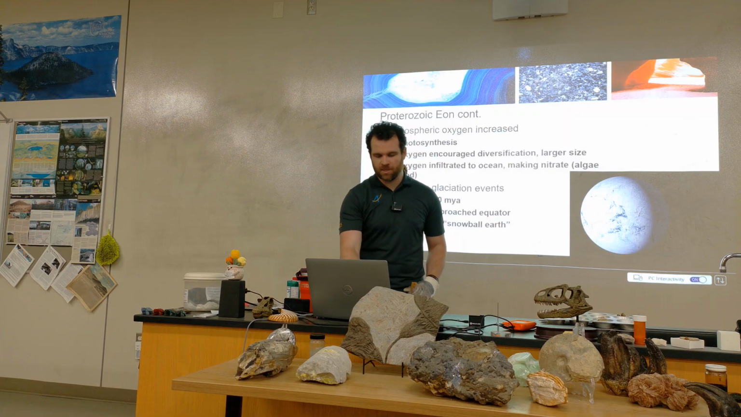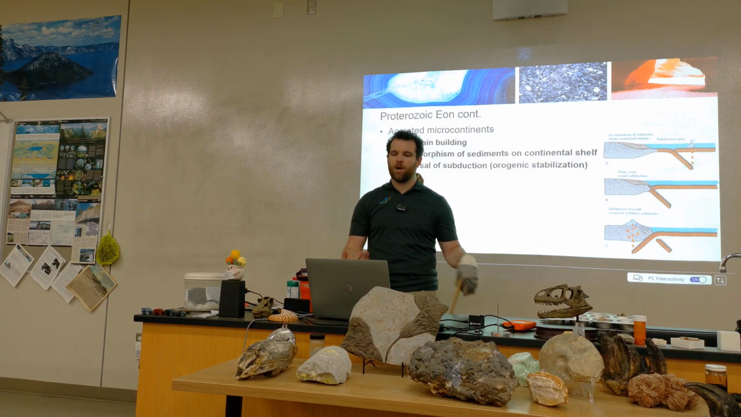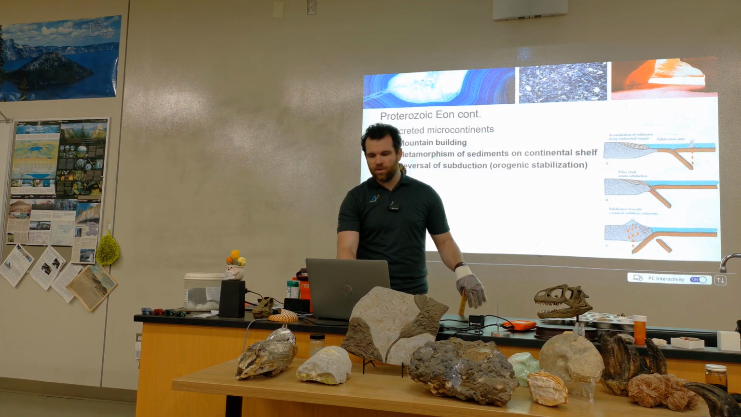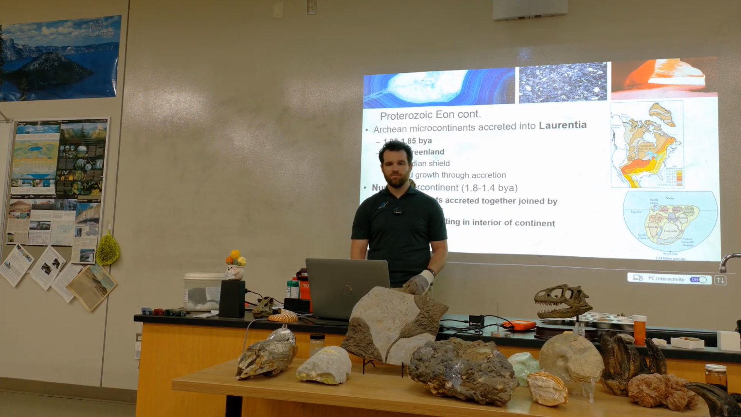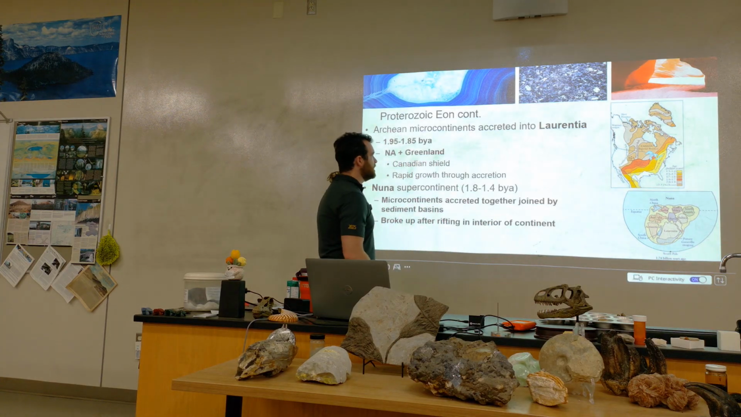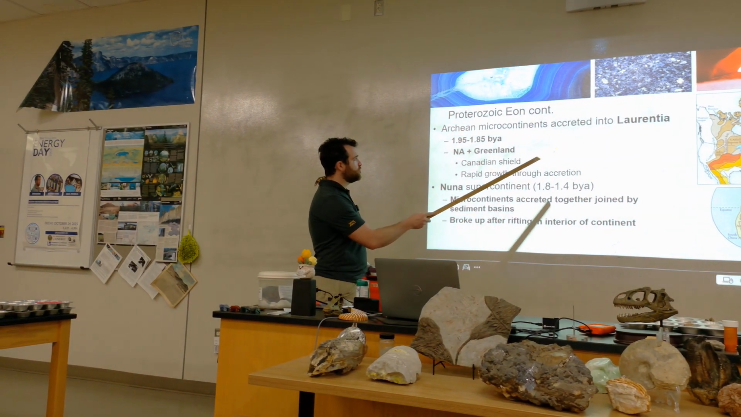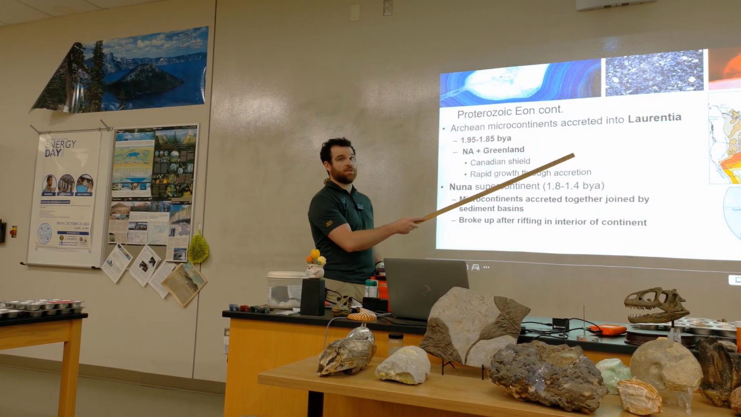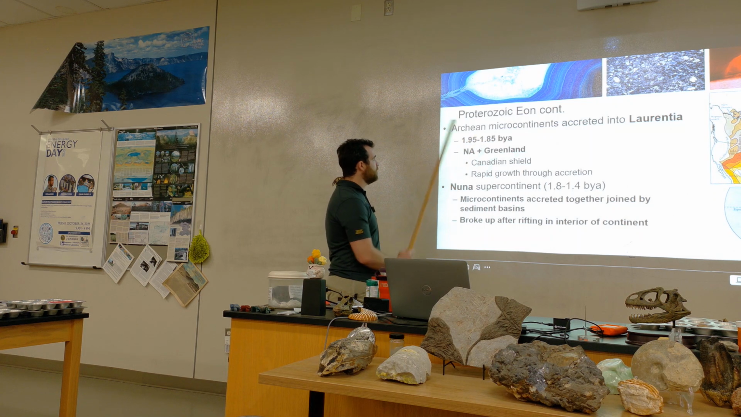We start seeing the development of all these different mountain ranges. Microcontinents are accreting on top of each other. I've already talked about that. One slams into another, you add the mass together, you get another larger continent. All of those Archean continents that we saw, the microcontinents, came together and made the first supercontinent, Laurentia. Laurentia existed from 1.95 to 1.85 billion years ago.